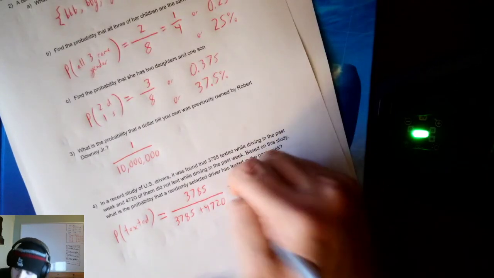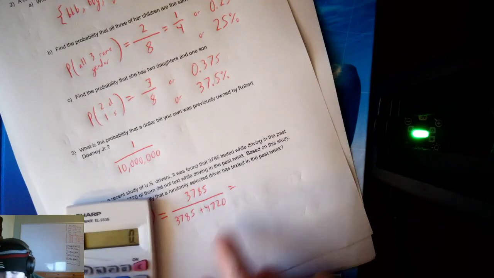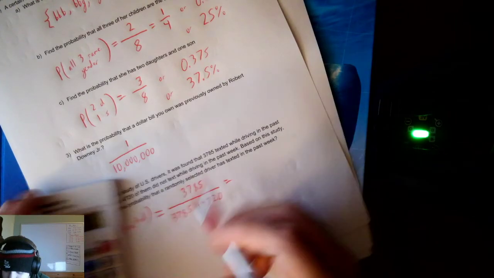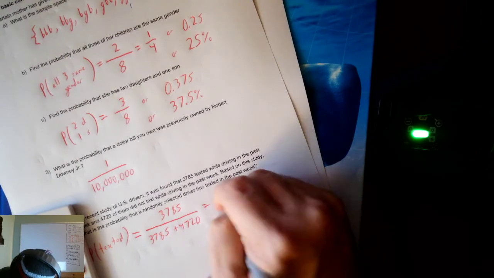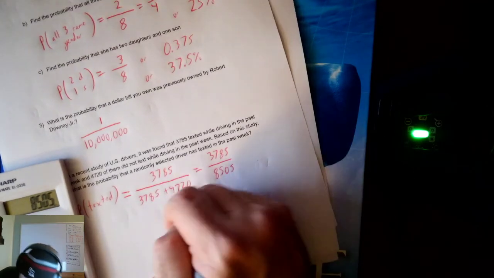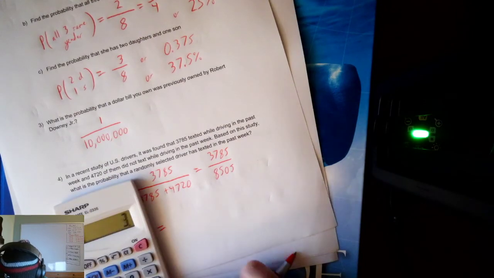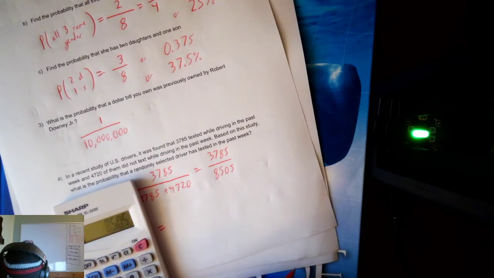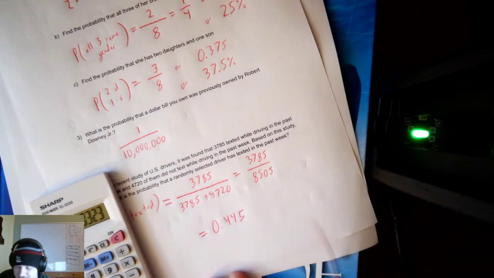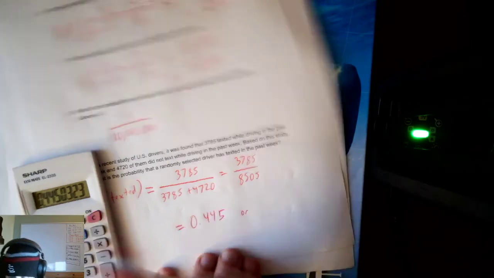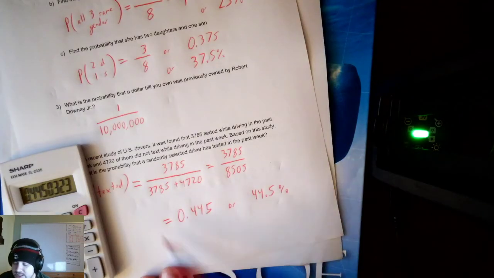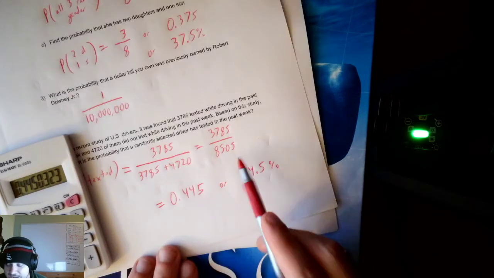3,785. Now, you need to figure out the bottom before you can divide, right? That's algebra, right? You got to figure out the bottom before you can divide. 3785 plus 4720 gives me 8505 in the bottom, and I have 3785 in the top. That looks like a fraction that I could maybe reduce, but I'm going to make it a decimal. Let's just divide it right away. 3785 divided by 8505 gives me, let's see, 0. And I'll round to 3 decimal places. 0.445 or 44.5%.